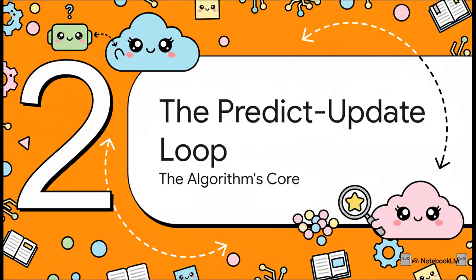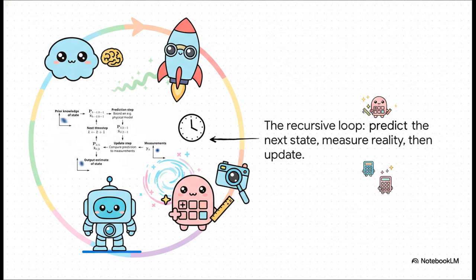Well, the answer is found in the algorithm's core, a simple but just profoundly powerful two-step loop. This diagram shows you the entire secret sauce in one beautiful loop. The filter starts with a guess. From there, it predicts where the truck, or whatever, is going to be next. Then it takes a new measurement from the real world, from the GPS. And here's where the magic happens, in the update step. It compares its prediction to that real-world measurement and creates a new, better, more accurate estimate. And then, the whole cycle just starts all over again, inching closer to the truth each and every time.